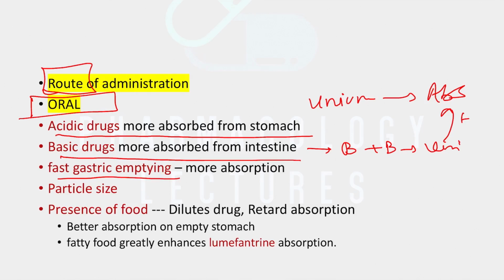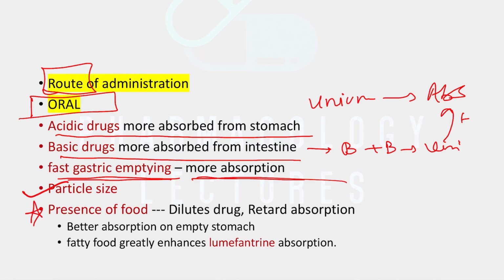Next, faster gastric emptying. The gastric surface is a bit less, and the intestinal surface is more. So with fast gastric emptying, more drug would go into the intestine and the rate of absorption would be faster. Particle size: if we are introducing the drug in smaller particles, say in powder form or liquid form, the rate of absorption would be faster.